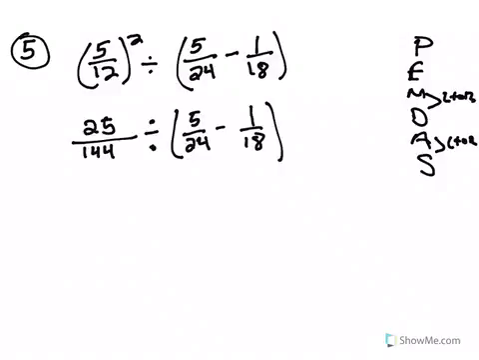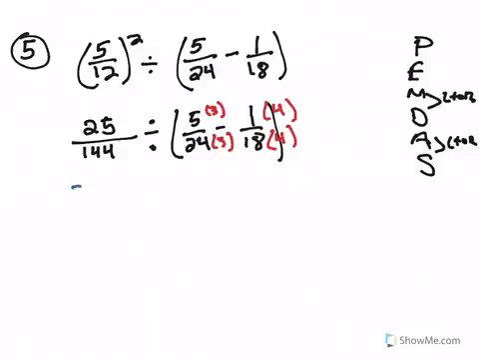Now I need to simplify inside the parentheses, and we have to remember that in order to add or subtract fractions, we need to have the same denominator. Now I'm looking between 24 and 18, and instead of saying 24 times 18, because that will be a pretty large number, I'm going to see if I can find a number where they both meet. In this case, that will be 72. So I'm going to multiply the 24 times 3, because that gives me 72, and the 18 times 4.